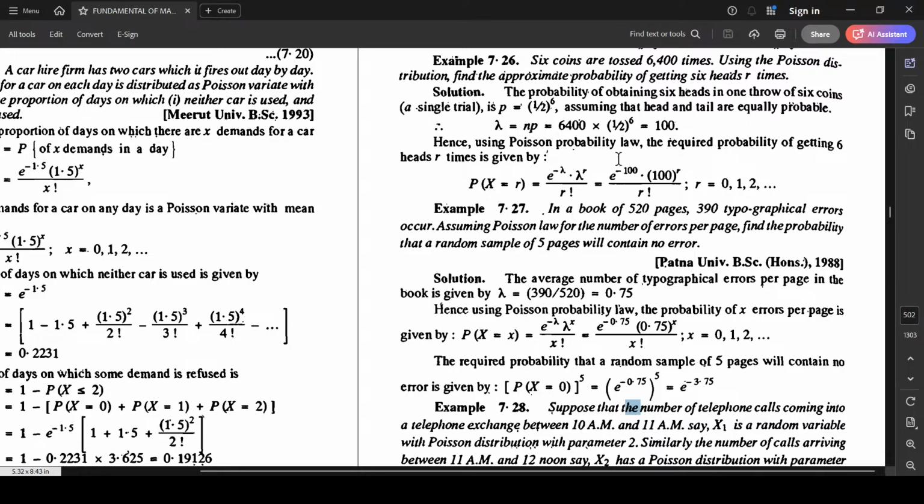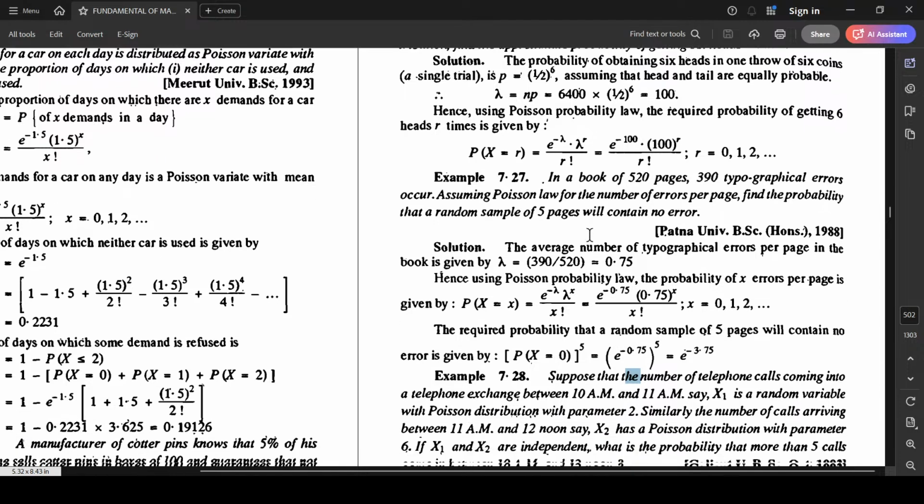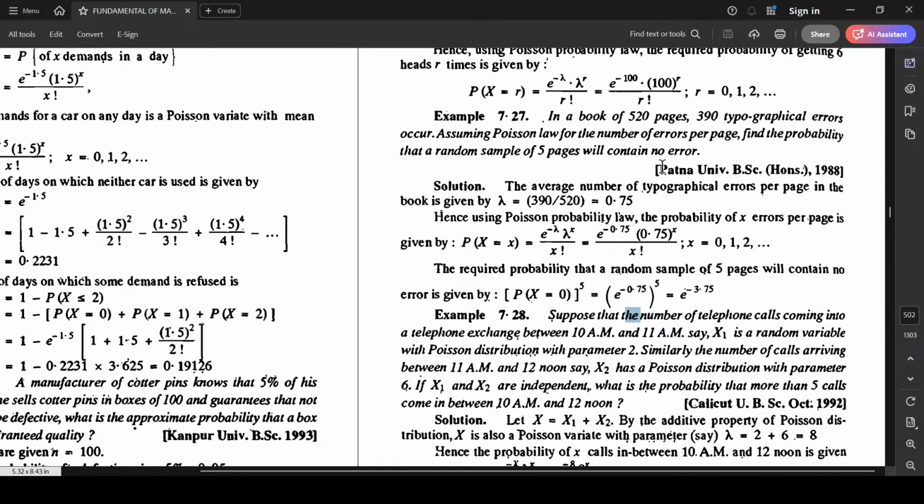Hence using this law, Poisson law, the required probability of getting 6 heads is, now we will find the probability. Where x becomes r, it is e to the power minus lambda, lambda to the power of r, over r factorial. Yes, lambda is the mean, so e to the power of minus 100, 100 to the power of r, over r factorial. What was r? r is given, r times. So 6 times. You calculate that, that is the responsibility of the question setter.